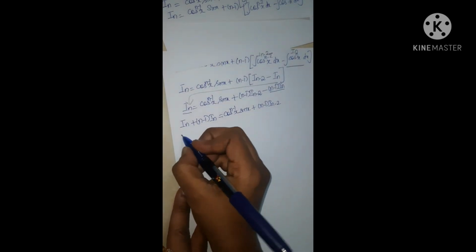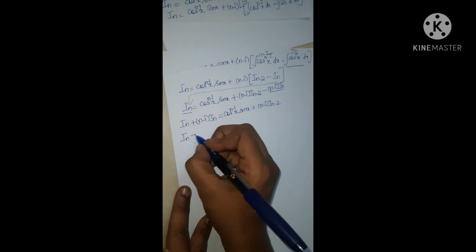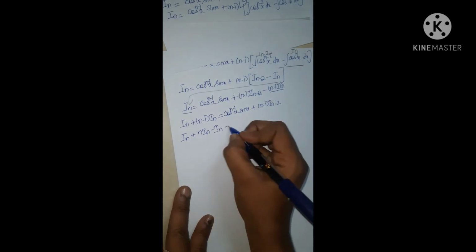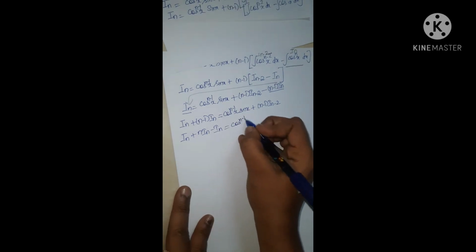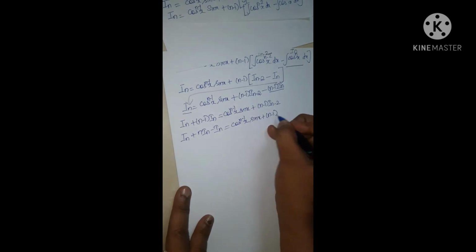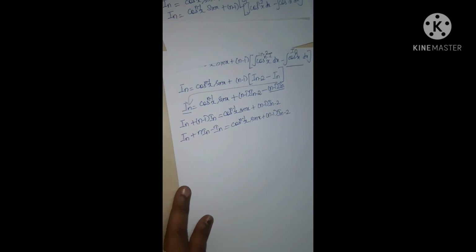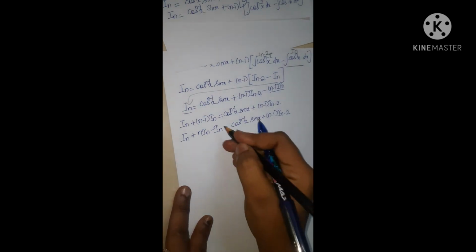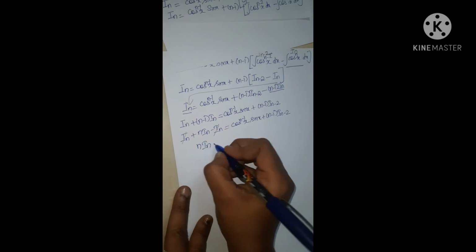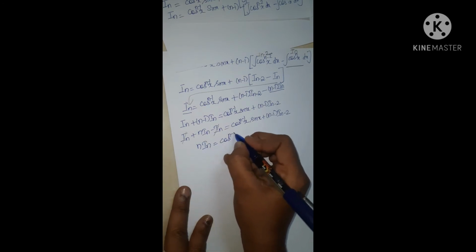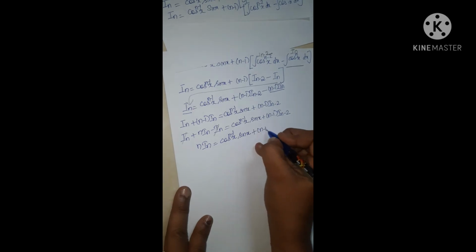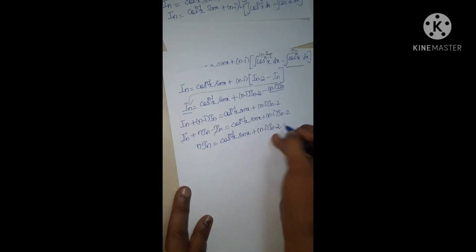So now, still more simplification. In, open the bracket, n into In minus In, equal to our right hand side, (n minus 1) x sin x plus (n minus 1) into I(n minus 2). So what happens? In and In will get cancelled. Therefore we are left with In is equal to cos^(n-1)x sin x plus (n minus 1) of I(n minus 2).